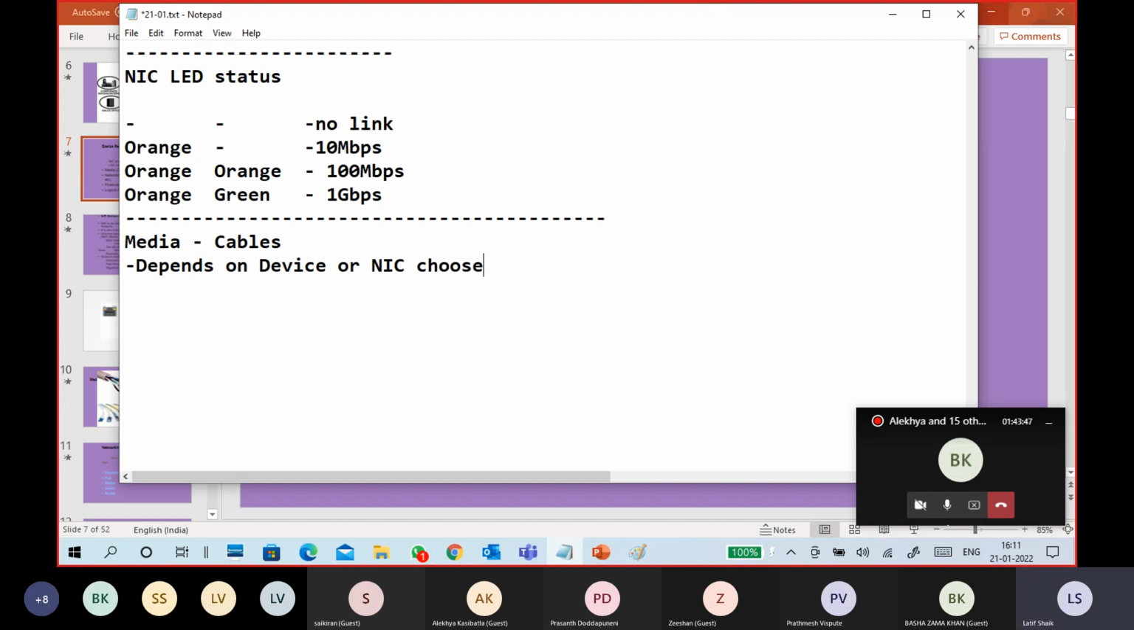So here, choose media. Okay. So media means either cable or wireless. So the way of communication, physical layer kind of stuff.